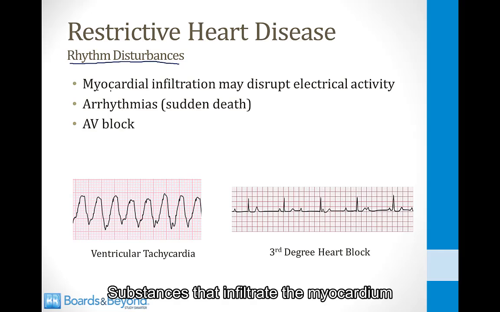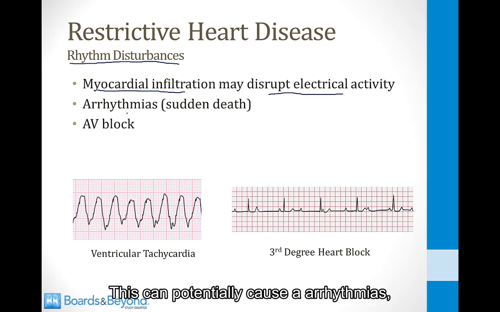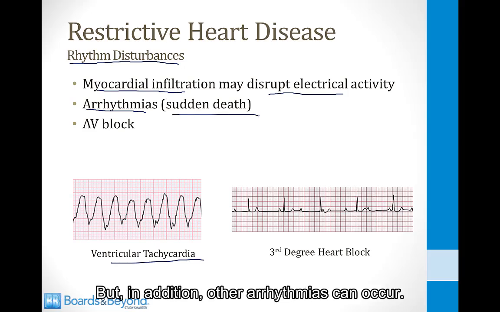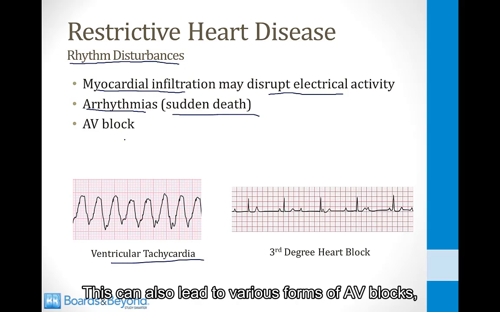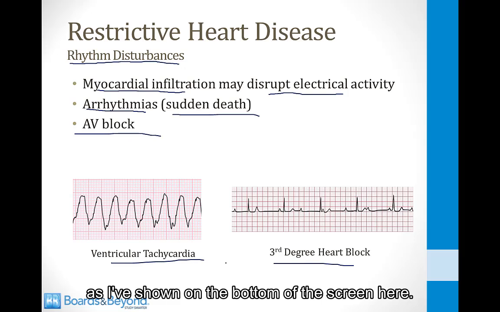Substances that infiltrate the myocardium can disrupt electrical activity. This can potentially cause arrhythmias, sometimes dangerous arrhythmias like ventricular tachycardia, which can lead to sudden death. But in addition, other arrhythmias can occur. This can also lead to various forms of AV block, such as third-degree AV block, as I've shown on the bottom of the screen here.